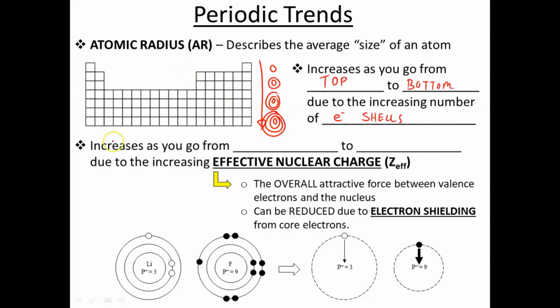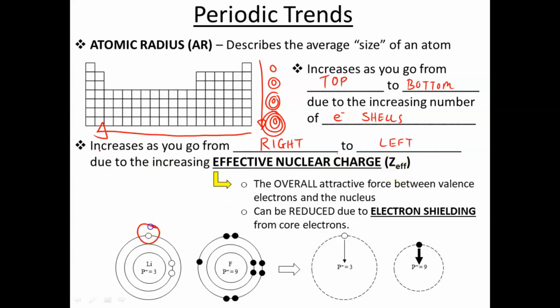Now, a common misconception students have is that they believe atoms get bigger and bigger as you go from left to right because it increases the number of protons, so obviously the atom must get bigger. That is incorrect. In actuality, increasing the number of protons actually makes it smaller and smaller. This is due to something called effective nuclear charge. The symbol we use is ZF.